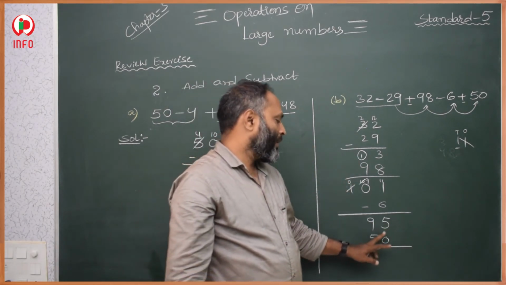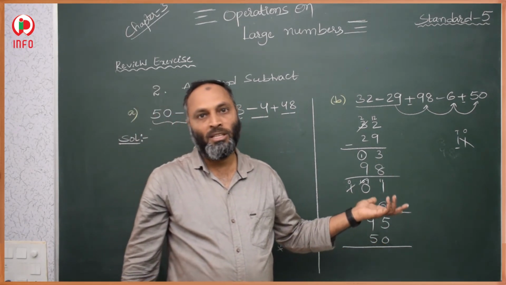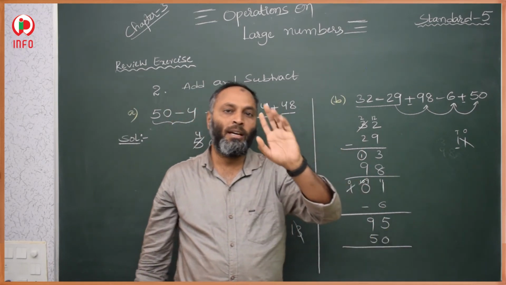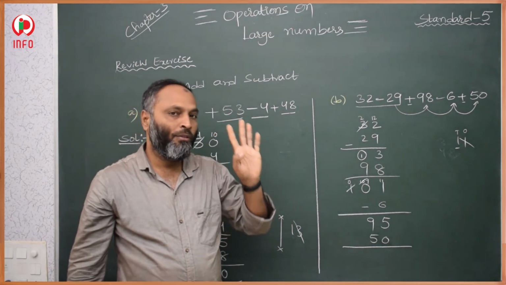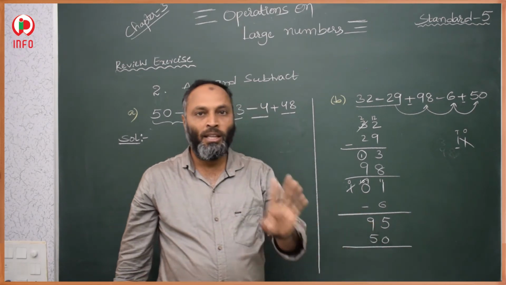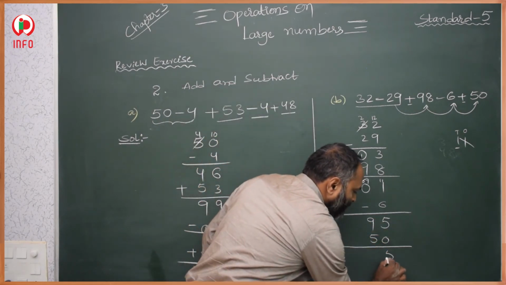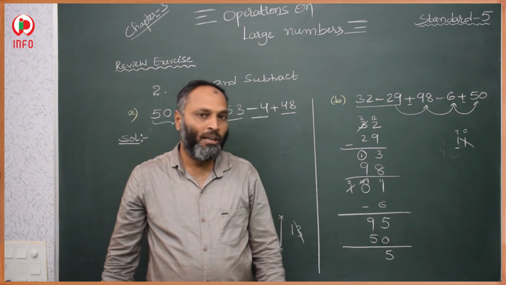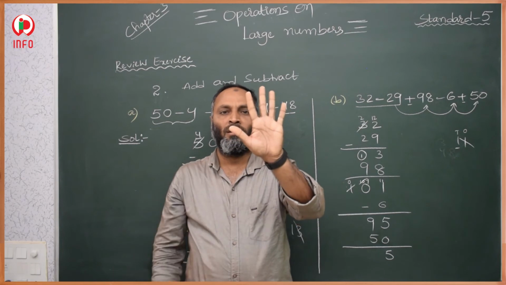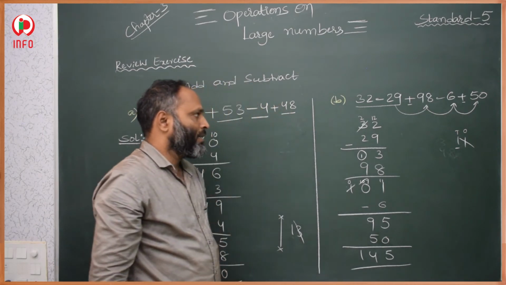Here 5 plus 0. In the addition rule, we know 0 plus 5 is how much? Whatever number is added to 0, we get the same answer. This is one of our addition rules. We learned 4 rules in addition. One of the rules is that if any number is added to 0, we get the same answer. 5 plus 0 is 5. 9 plus 5 is how much? 10, 11, 12, 13, 14. Total 14. The answer is 145.